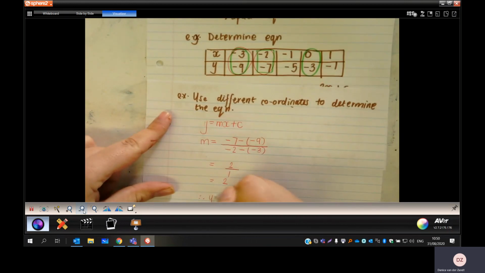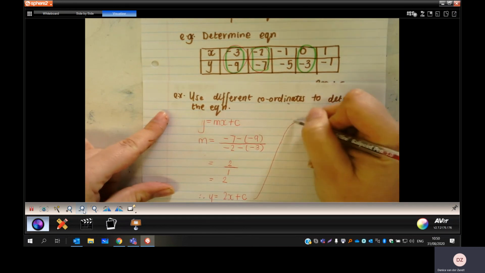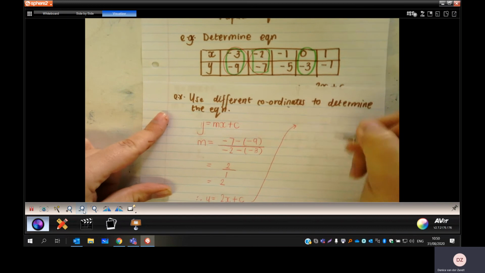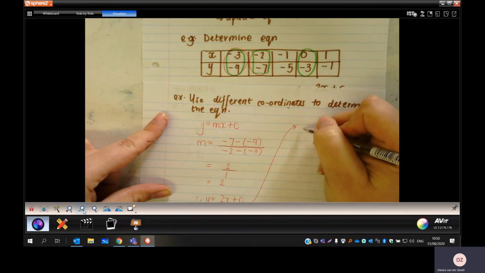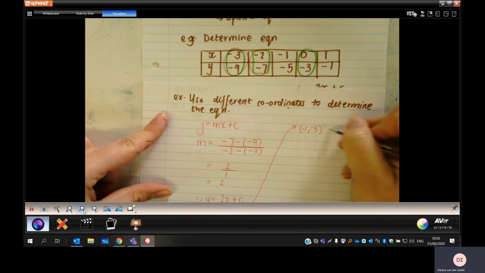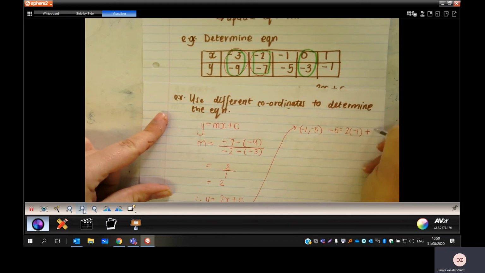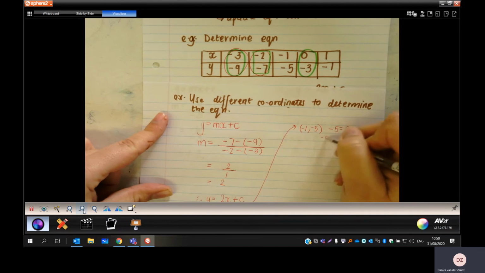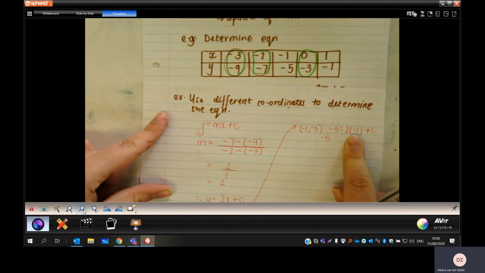Therefore, we have y equals 2x plus c. What did you substitute in then, Amy? The third one. Okay, so then she substituted in -1 for x, -5 for y. So I would have -5 equals 2 times -1 plus c.